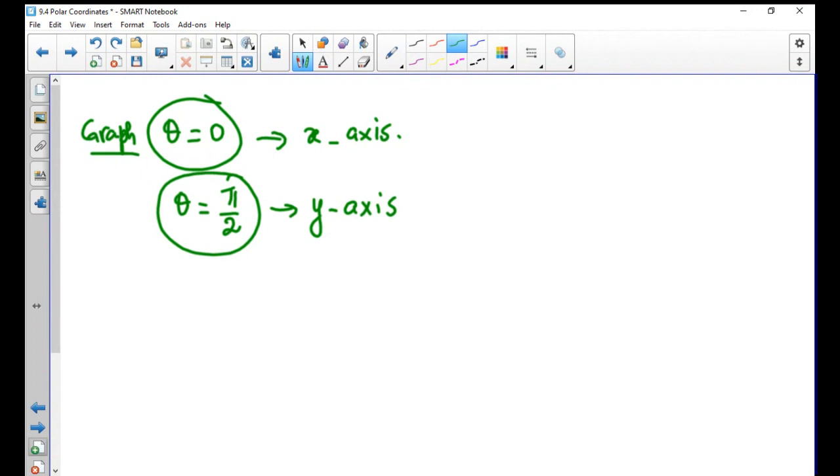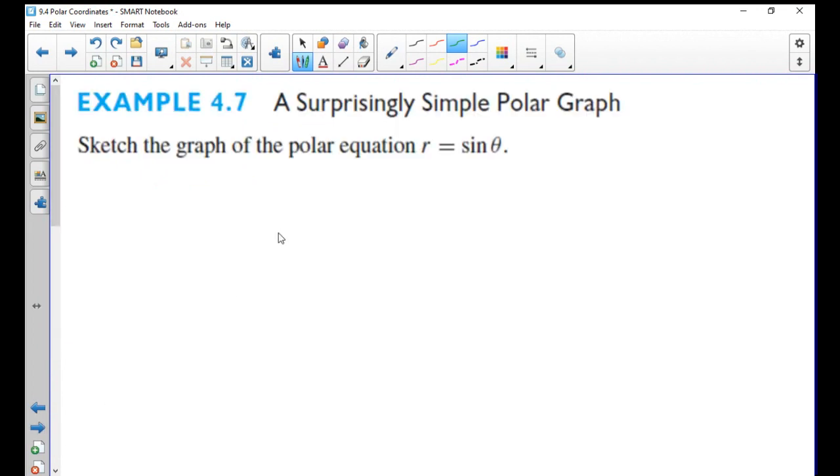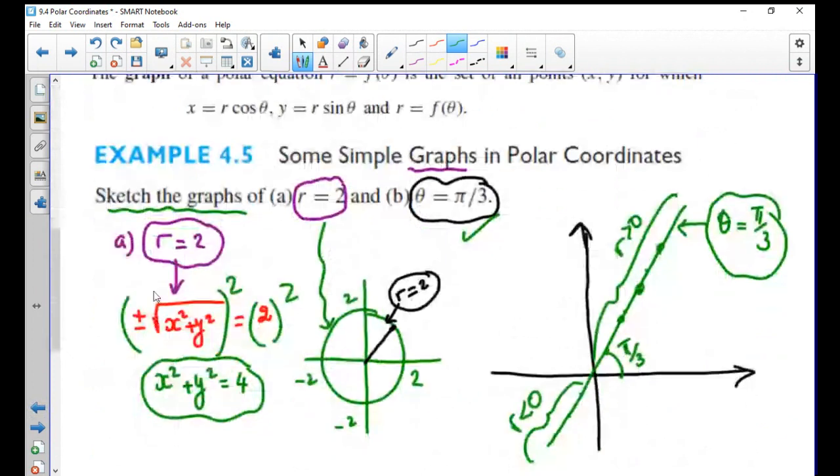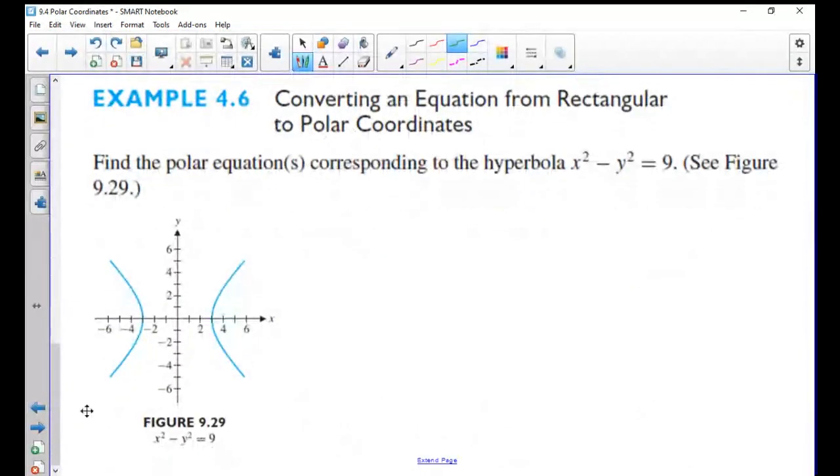Do you understand it? Yeah, like this. So theta equal a constant is always going to be a straight line. Yeah, this constant can be 0, pi over 2, it can be 1, 2, 3, whatever it is. So the equation is like that. Okay, let me just go back a little bit. Okay.